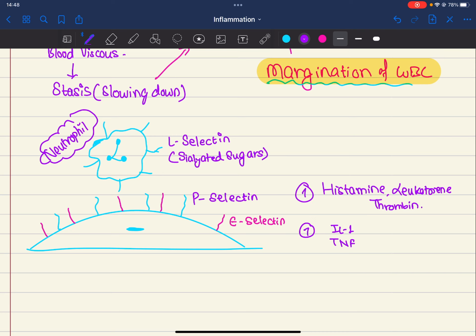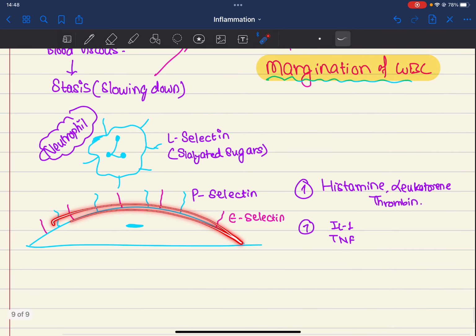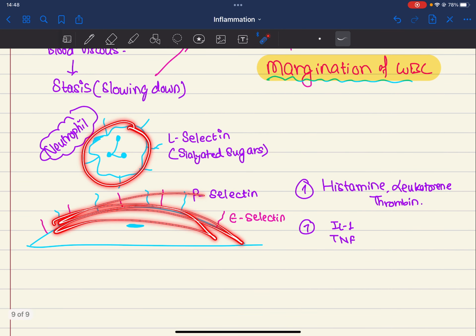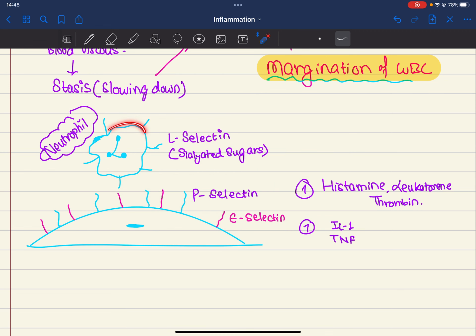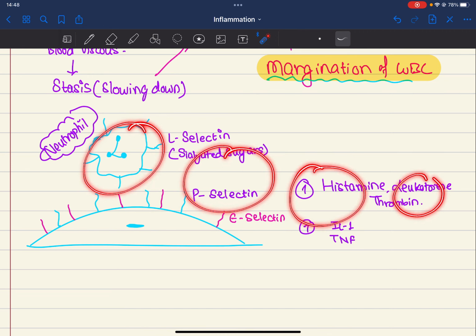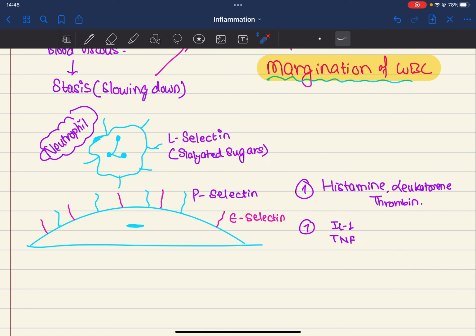a very, very poor interaction, very weak. That's why the WBC and the endothelium cannot stick, but they will roll upon the endothelium. Now again, rolling is going on. But let me remind you of another thing.